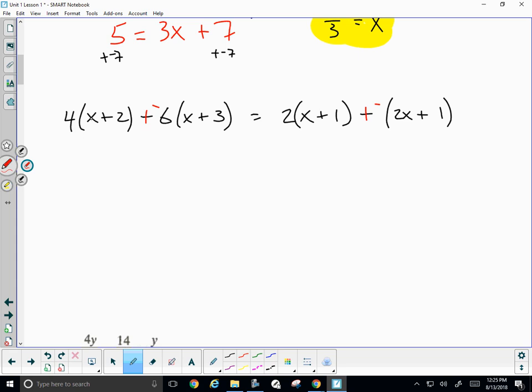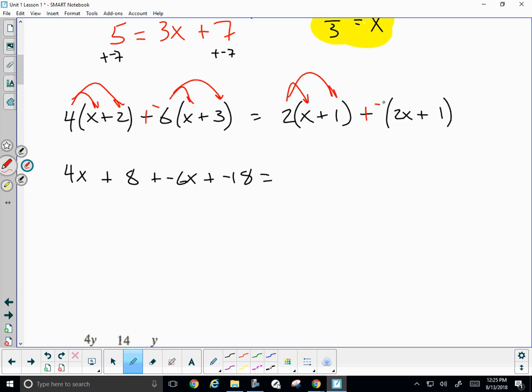But now, since I can't simplify what's inside the parentheses because it has x's in it and I don't know what it is, I need to distribute this 4 and this -6 so that those parentheses go away. So I multiply 4 by x, I get 4x. Multiply 4 by 2, I get 8. Here, I'll get -6x and I'll get -18. On the right side, I'll do the same thing. 2 times x and 2 times 1.